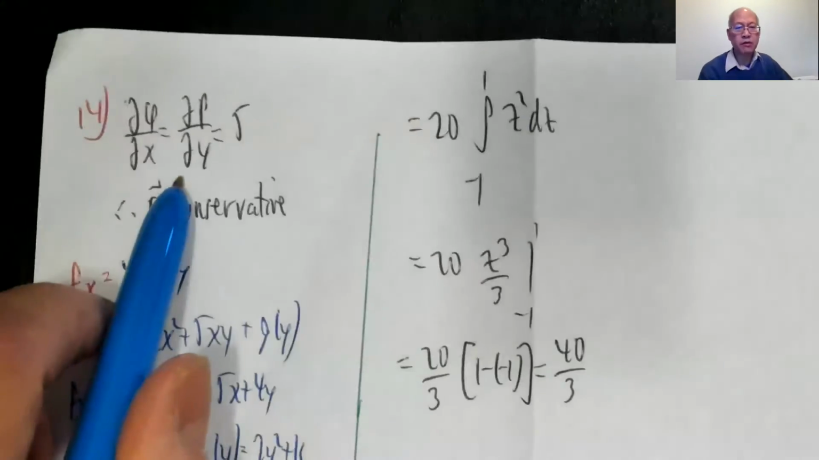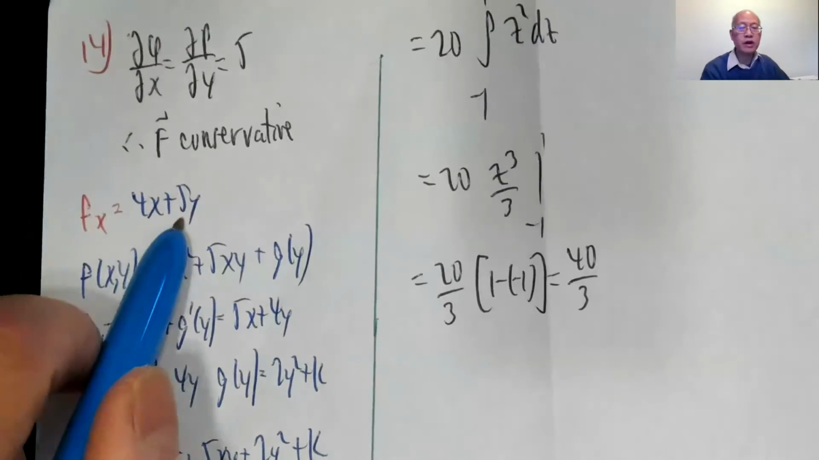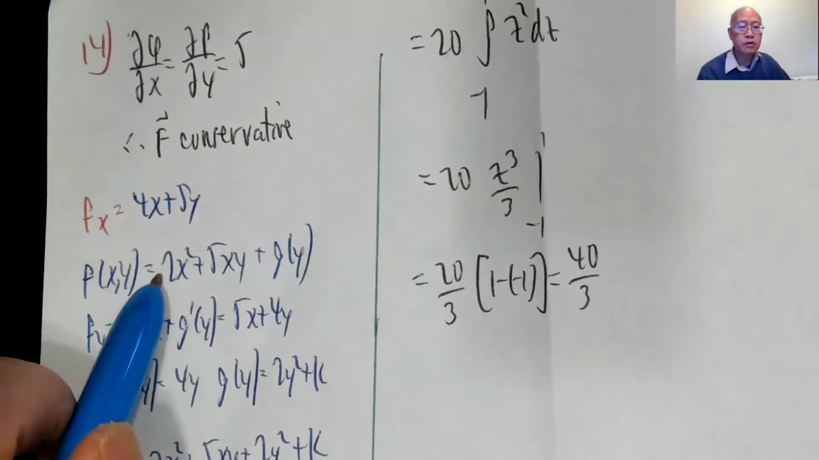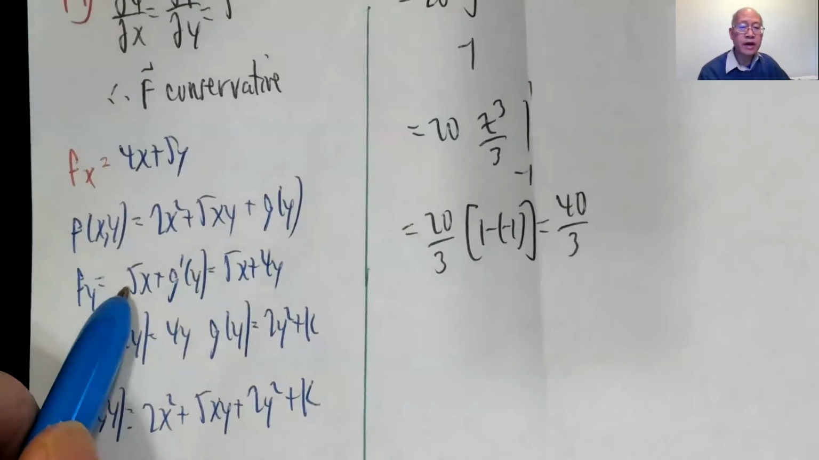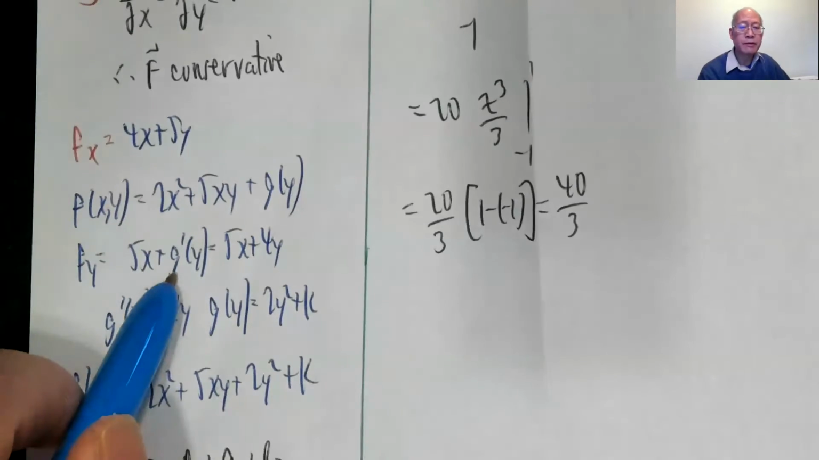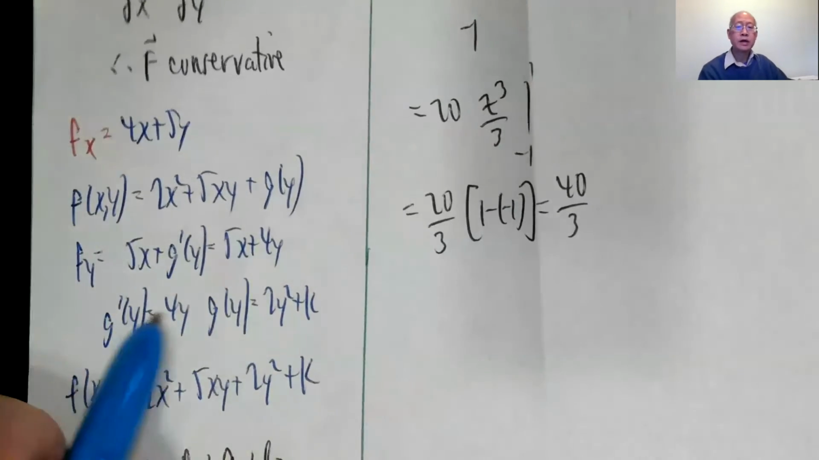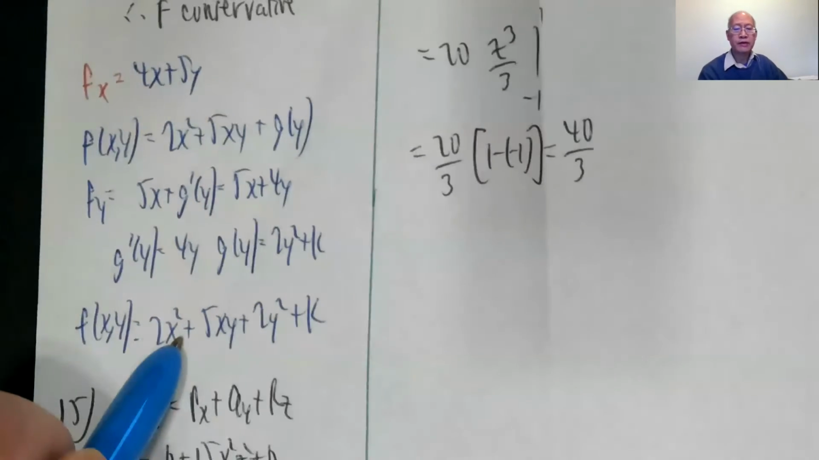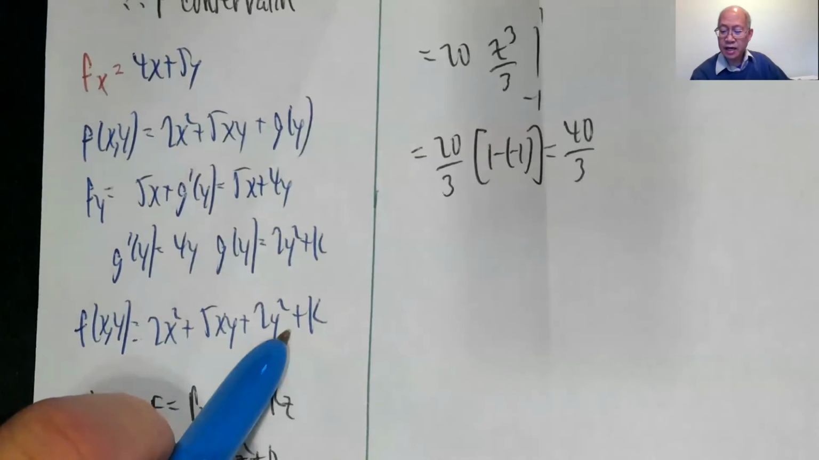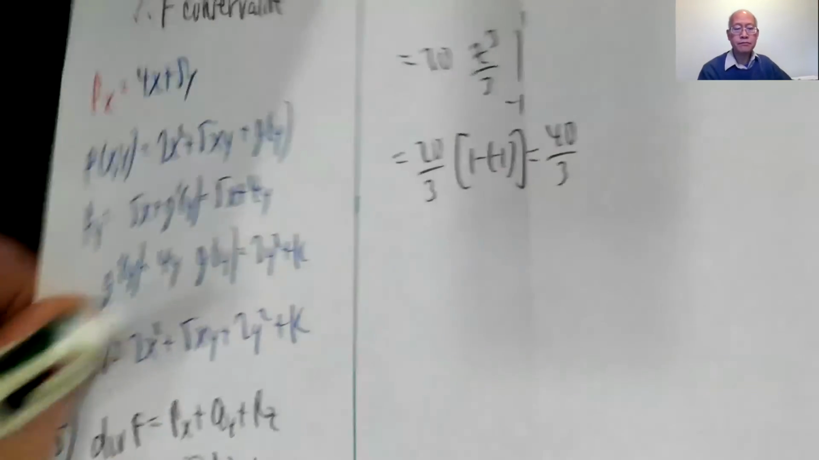14. Partial of q with respect to x equals the partial of p with respect to y, which is 5. Therefore, F is conservative. Fx is 4x plus 5y. Integrate with respect to x: 2x squared plus 5xy plus g of y. Differentiate with respect to y: 5x, that's nothing, plus g prime of y. Set it equal to 5x plus 4y. That forces g prime to be 4y. So g of y is 2y squared plus k. So f of x y is 2x squared plus 5xy plus 2y squared plus k. Since you're asked for any antiderivative, you could just let k be 0.